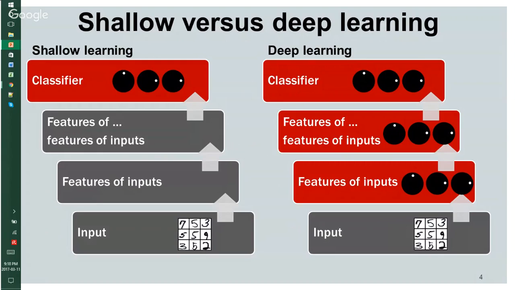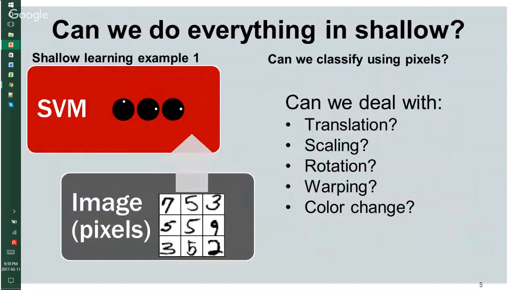So can we do everything in shallow? Why do we need to go deep? Let's go with the same example. So you have images, and let's say these images are handwritten digits. These images are 28 by 28. So you have 28 squared pixels. So essentially you have a 784-dimensional vector, 28 squared.